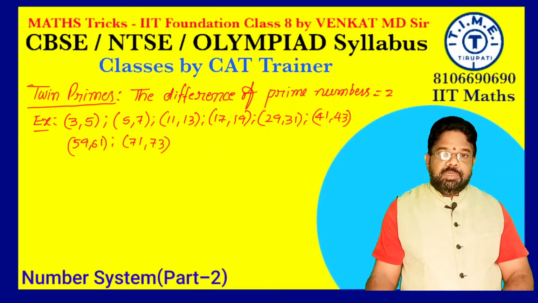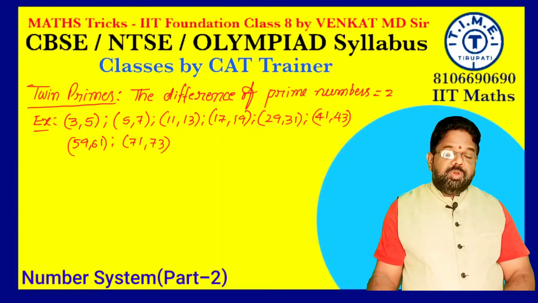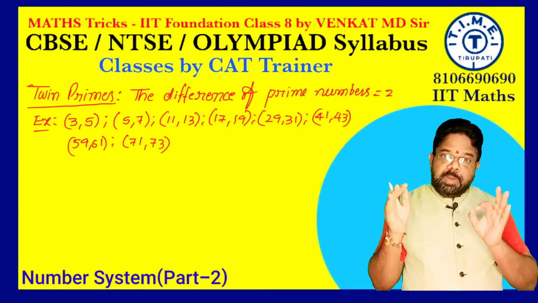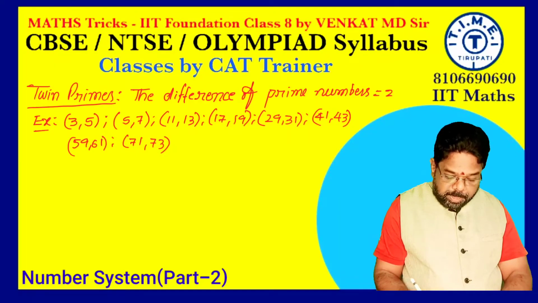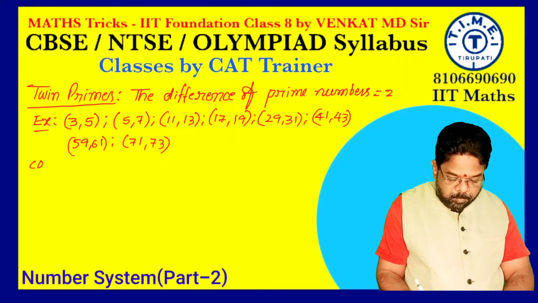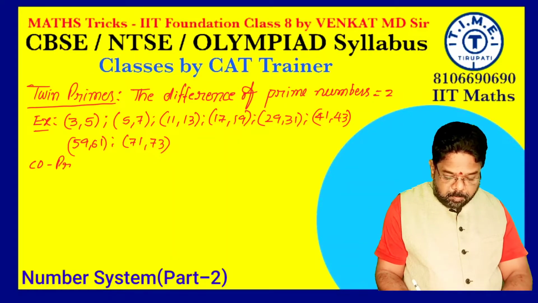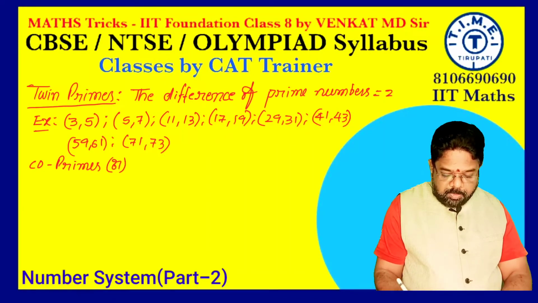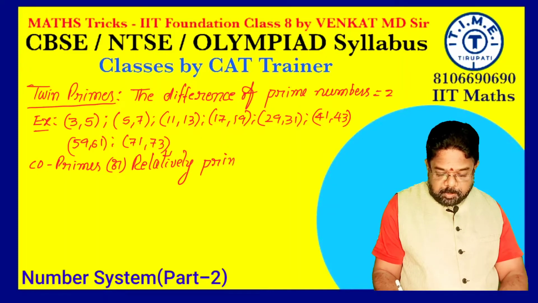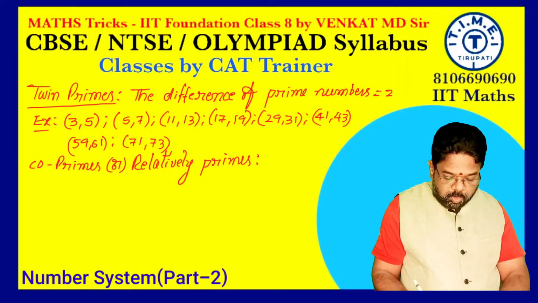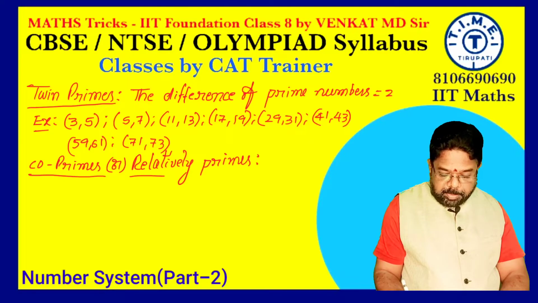So this list also you have to put in your mind. Twin primes means the difference of the prime numbers is 2. It is called the twin prime. The next one is co-primes. They are also called relatively primes. Co-primes are relatively primes. Both are the same, either co-primes or relatively primes.